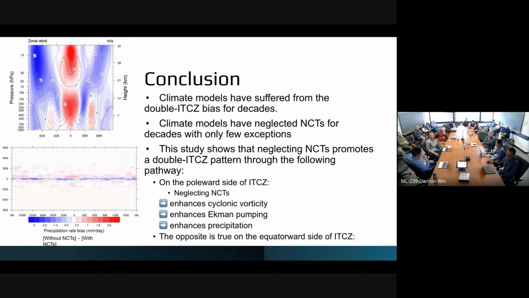So here's my conclusion. Climate models have been suffering from the double ITCZ bias, and climate models have also been neglecting the non-traditional Coriolis terms for decades. This study showed that neglecting the non-traditional Coriolis terms promotes a double ITCZ pattern through this pathway. When neglecting the non-traditional Coriolis terms, it enhances cyclonic vorticity on the poleward side of the ITCZ, which enhances Ekman pumping and then enhances precipitation. And the opposite is true on the equatorial side of the ITCZ. That's what I have. I'm happy to take questions.